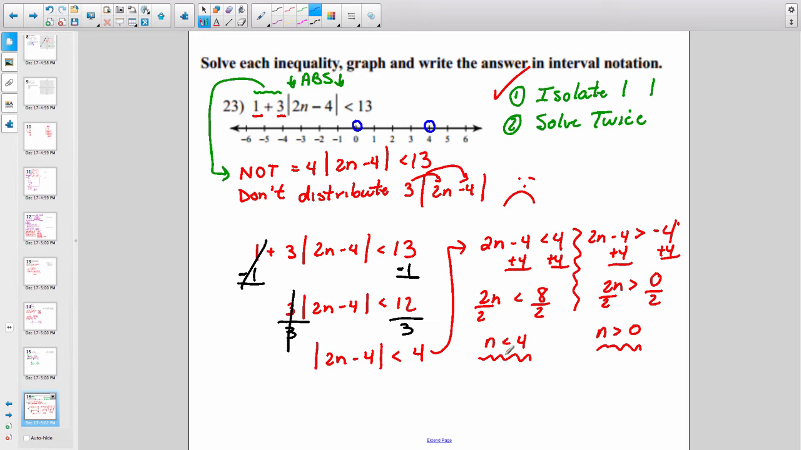Now, should I shade inside or outside? Let's take a look. If I am less than 4 and my variable's on the left, that means my shading should go in the direction of the arrow. That's something to keep in mind for other types of inequality questions. If you keep variable on the left, then you can shade just like the arrow.